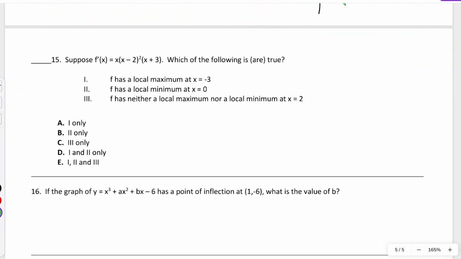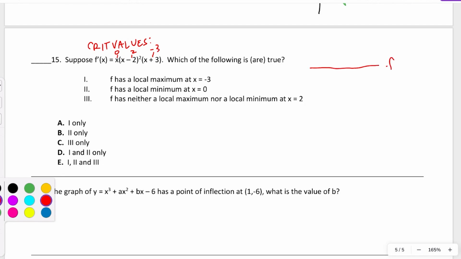Number 15 says f prime is this quartic function. Which of the following are true? Okay, the first one says f has a local maximum at x equals 3. So this is all talking about local max and local min. So we're going to use the first derivative test and find our local extrema. My critical values here are going to be 0, 2, and negative 3. So I'm going to set up a little number line chart for f prime with negative 3, 0, and 2. And then we're going to start plugging in some values for each of those intervals.